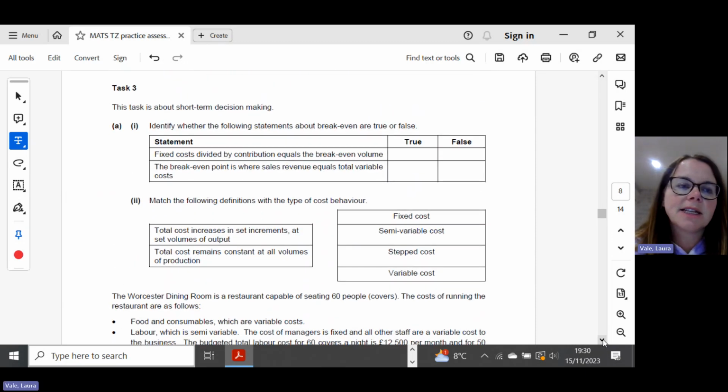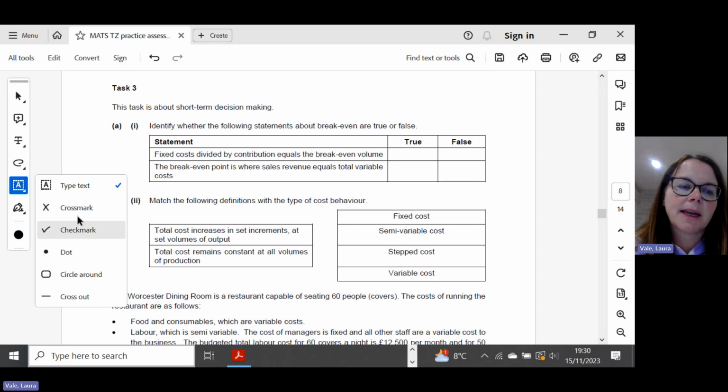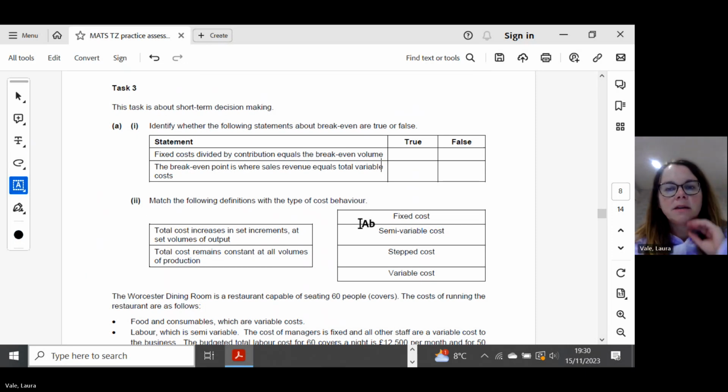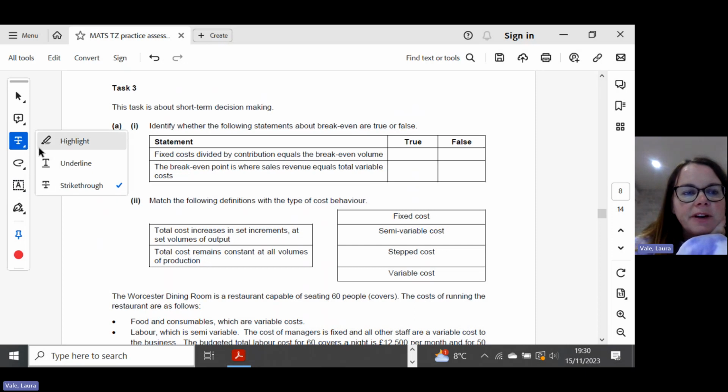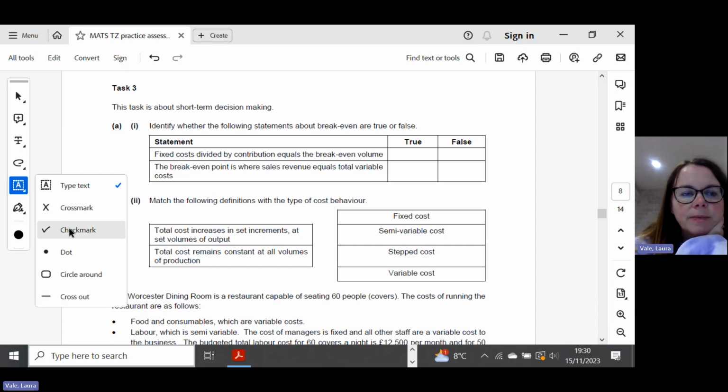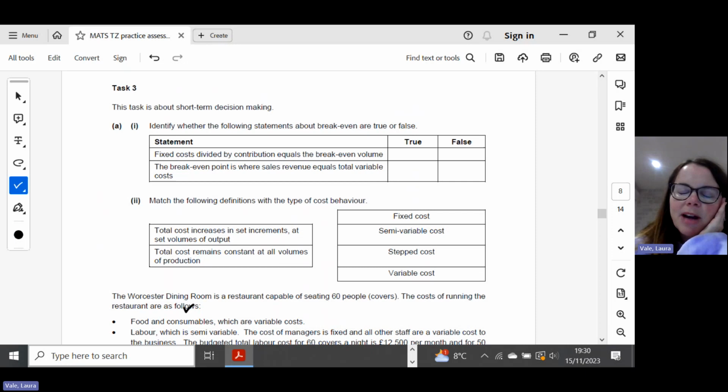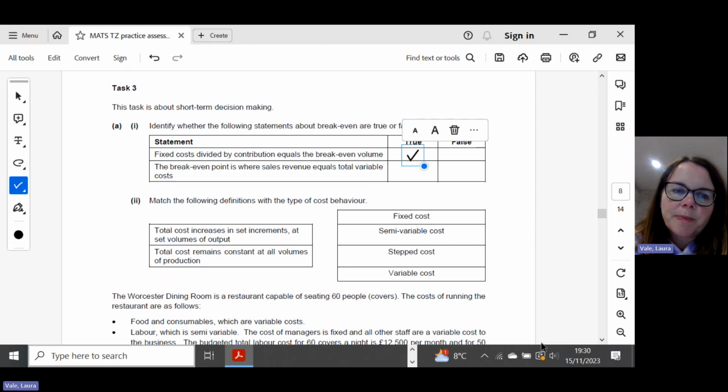Right, task 3 is about short-term decision making. So identify whether the following statements about break even are true or false. Fixed cost divided by contribution equals break even volume. I'd rather it said contribution per unit, but I think it's close enough. So yeah, that one will be true.